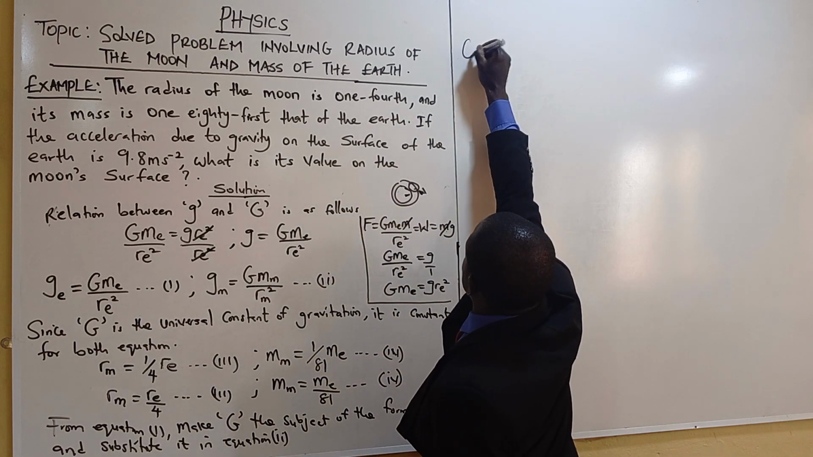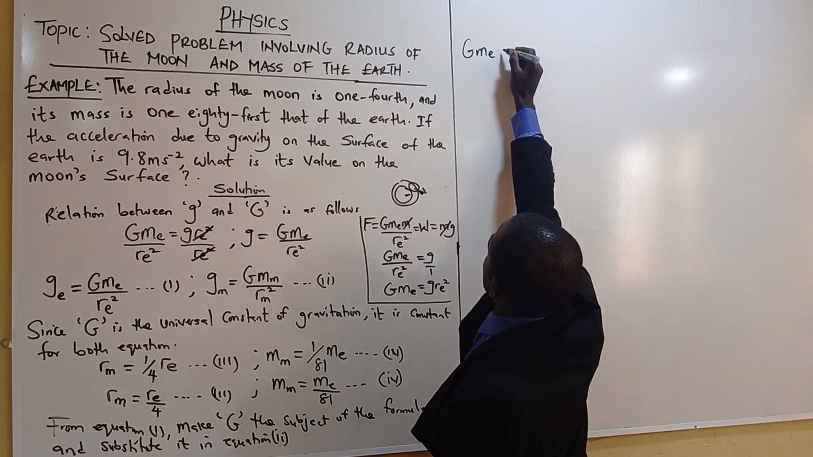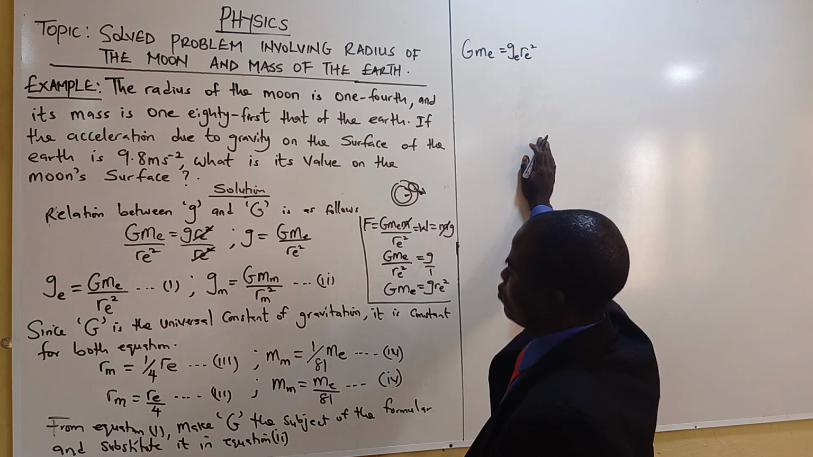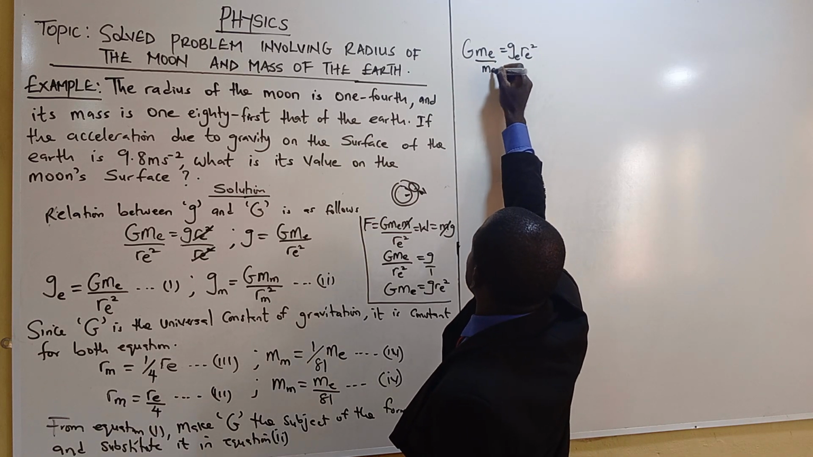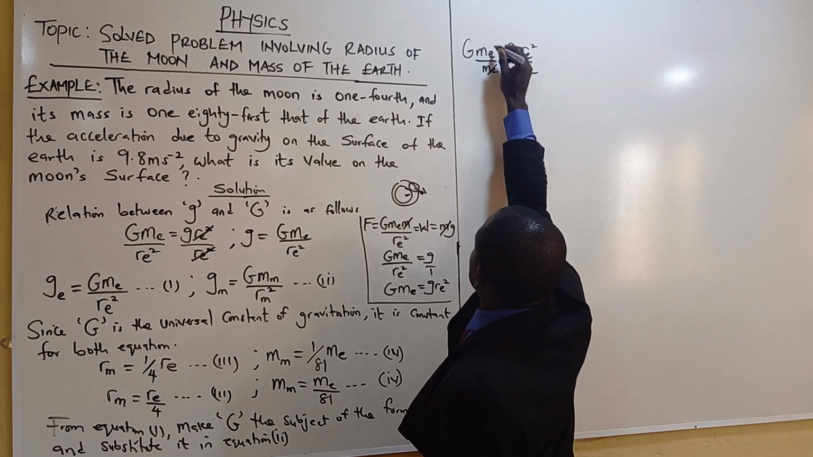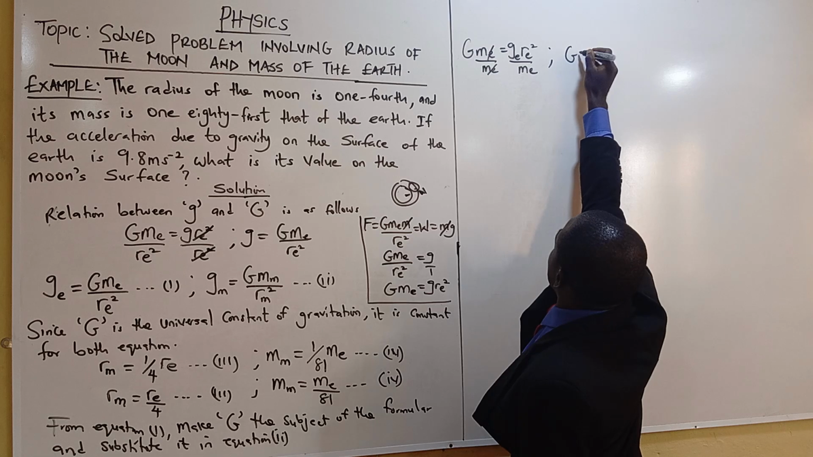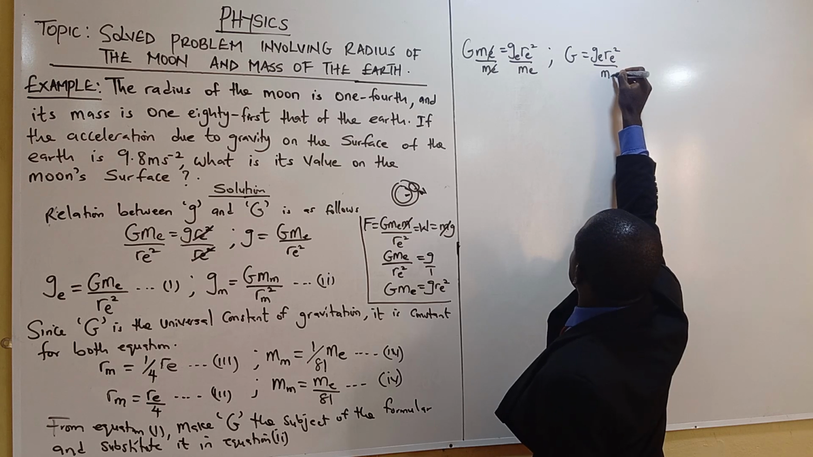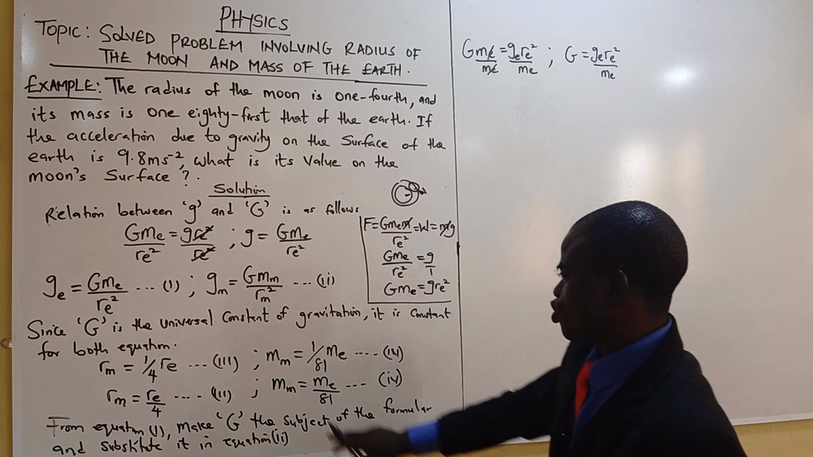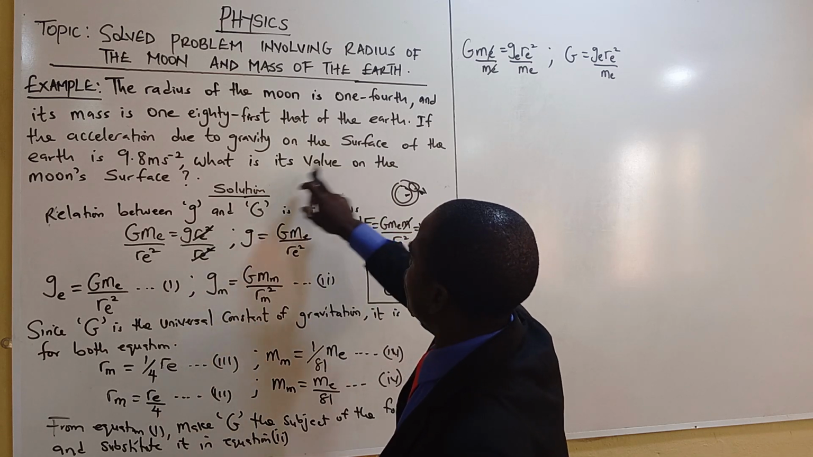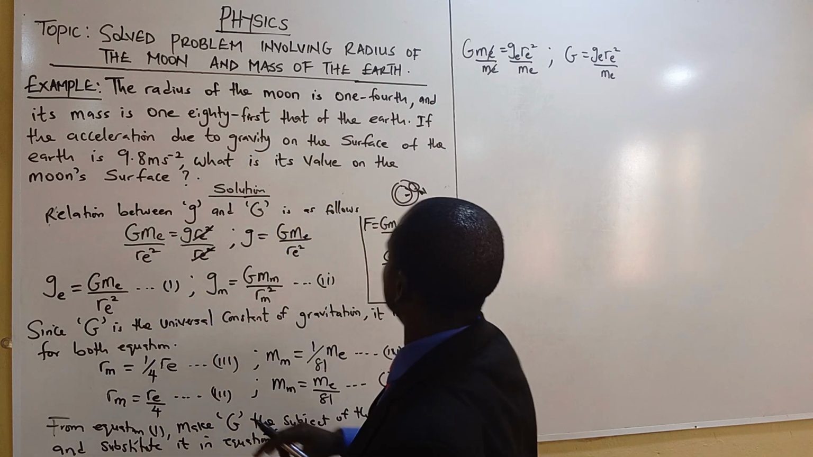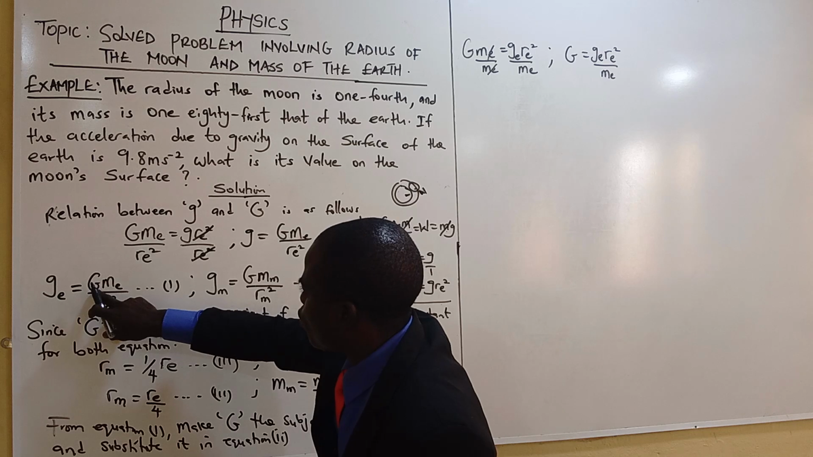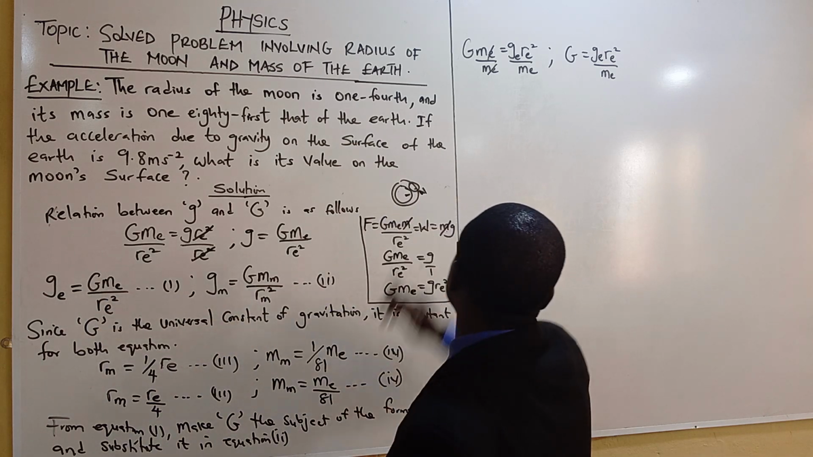Now G M E equals G E R E squared. Make G the subject of the formula, divided by M E, divided by M E. M E cancels M E. G now equals G E R E squared over M E. You now substitute in equation 2, because this is what we are after. What is the value of the acceleration due to gravity on the moon surface? That's why we are concerned with this. Do your substitution here: make your G the subject of the formula and substitute it in G M.